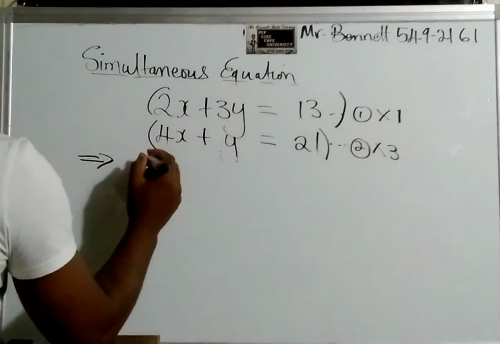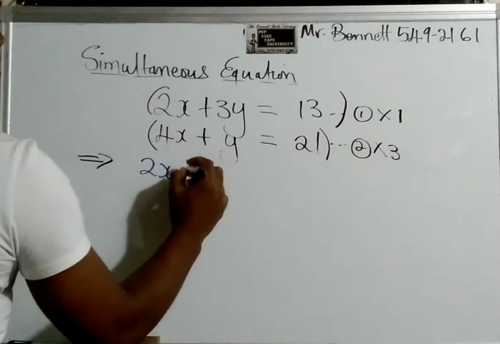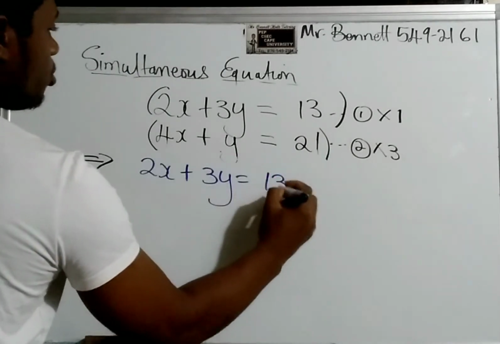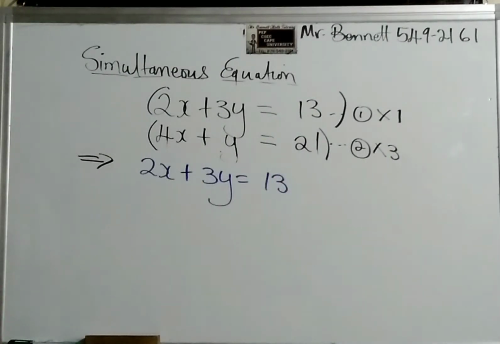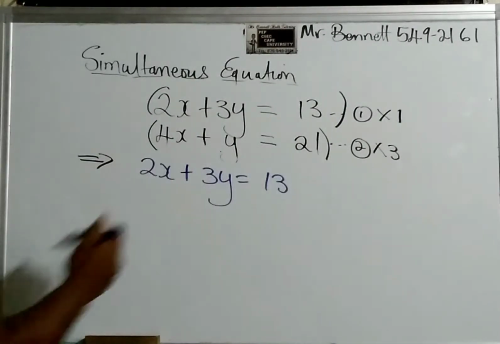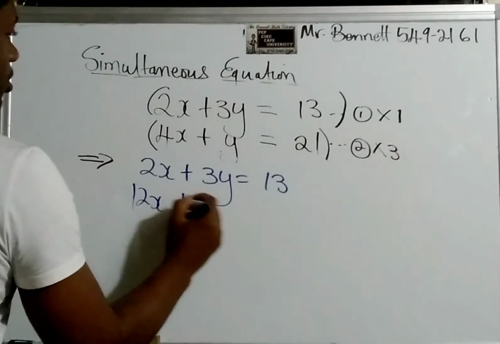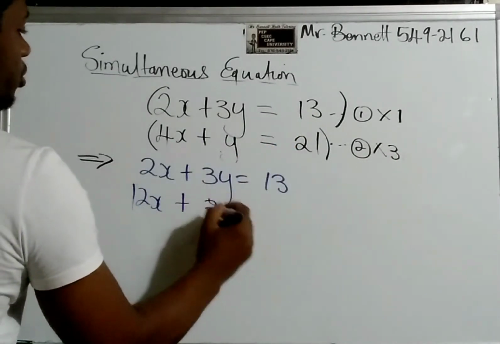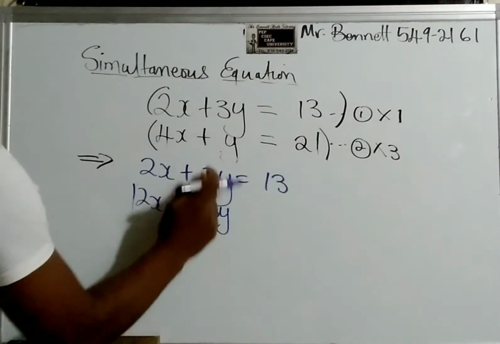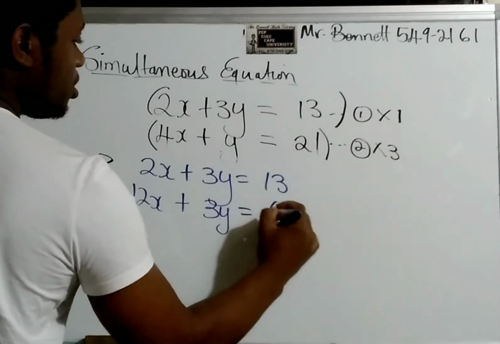So 1 times 2x would be 2x. 1 times 3y will be 3y, and 1 times 30 will be 30. And then now we're going to multiply everything by 3. So it will be 3 times 4x, which is 12x, plus 3 times y, 3y. And remember, this is where we multiply first to bring the coefficient of both of them to be the same. Now 3 times 21 would be 63.